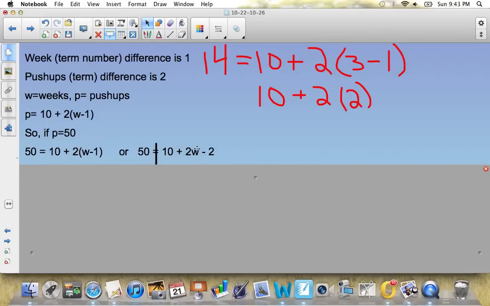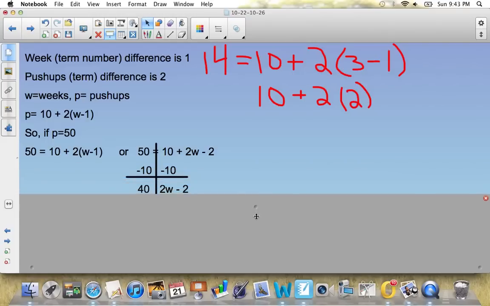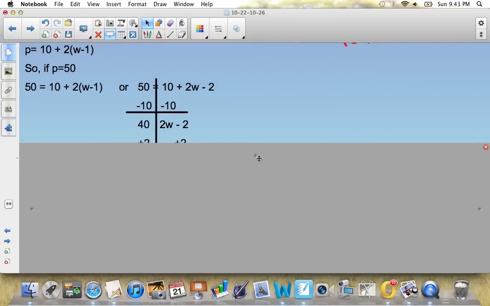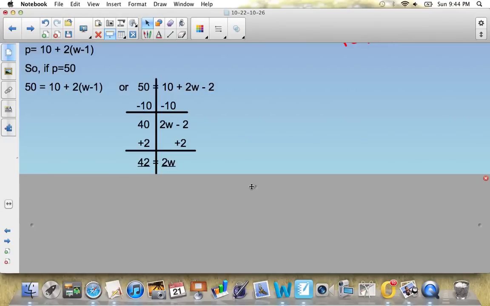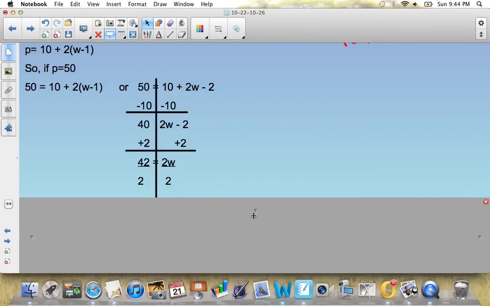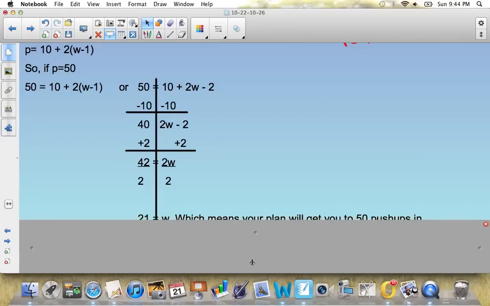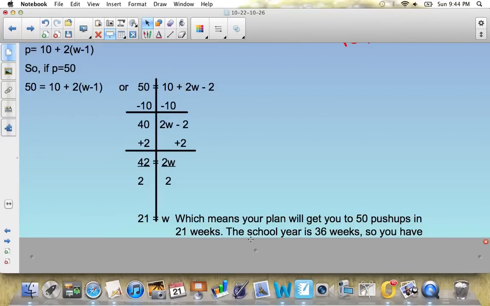or I don't like to use distributive property that often, so I went ahead and set it up like this. Subtract 10 from each side. Oh, I still got 2 over there, actually negative 2. So I'll add 2 to each side. And I'll put 42 over there equals 2 times the number of weeks. So we'll divide by 2 and get 21 equal to W, or after 21 weeks, you'll get to 50 push-ups.